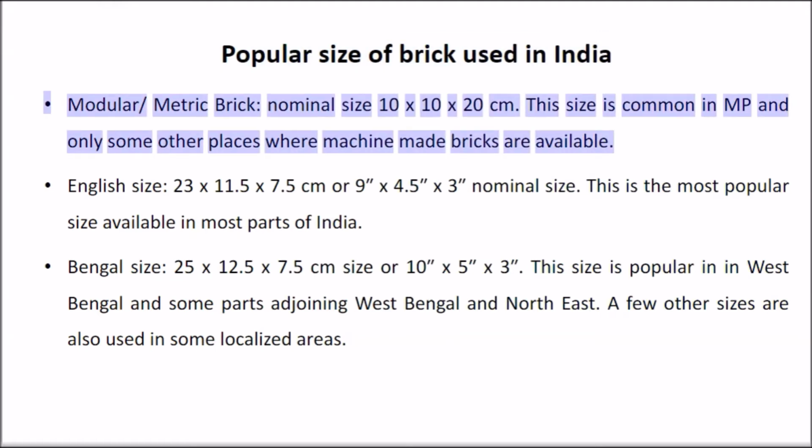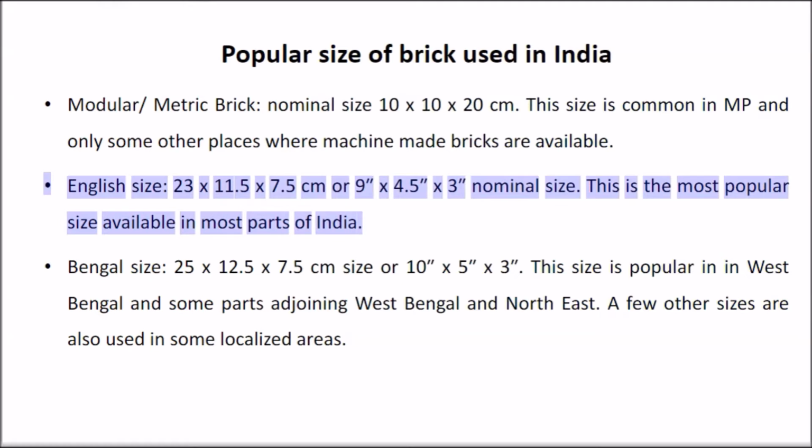Modular/metric brick, nominal size 10 x 20 cm. This size is common in MP and only some other places where machine-made bricks are available. English size 23 x 11.5 x 7.5 cm or 9 x 4.5 x 3 inch nominal size. This is the most popular size available in most parts of India.